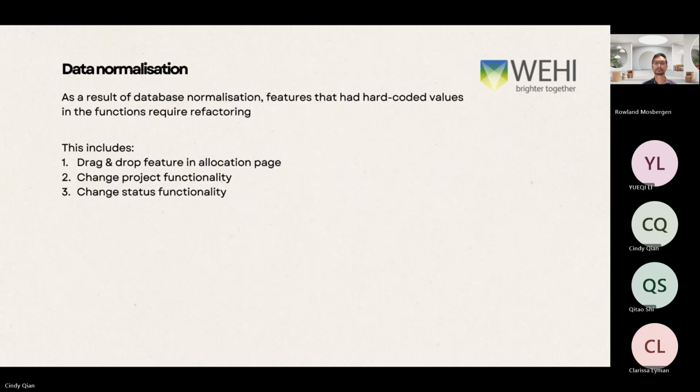Next slide. As a result of database normalization, features that had hard-coded text values in the functions require refactoring to use the new ID fields instead. The three major issues which were identified during our testing are the drag and drop feature in the allocation page, the change project functionality, and the change status functionality.